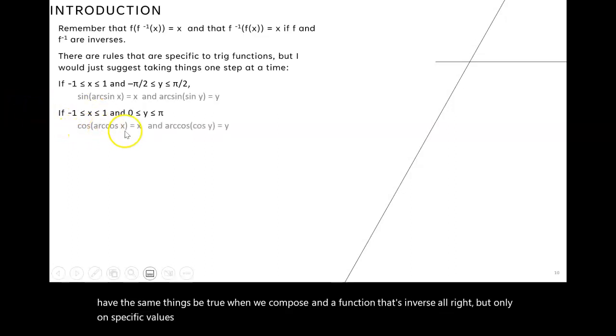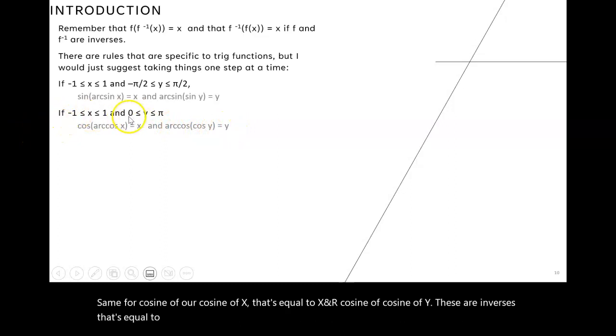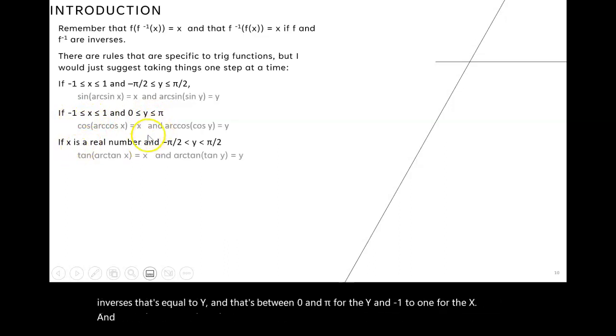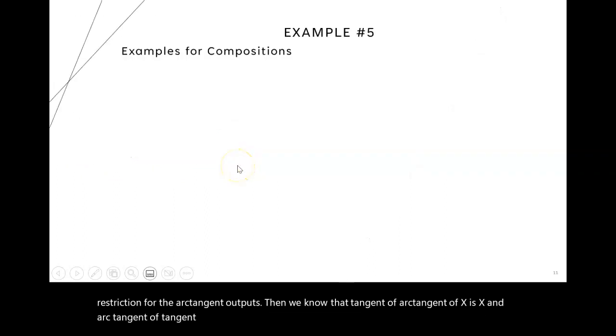Same for cosine of arc cosine of x, that's equal to x, and arc cosine of cosine of y, these are inverses, that's equal to y, and that's between 0 and pi for the y, and -1 to 1 for the x. And then if x is any real number, and y is between negative pi/2 and pi/2, this is our restriction for the arctangent outputs. Then we know that tangent of arctangent of x is x, and arctangent of tangent of y is y.